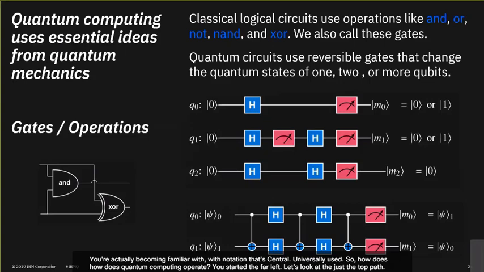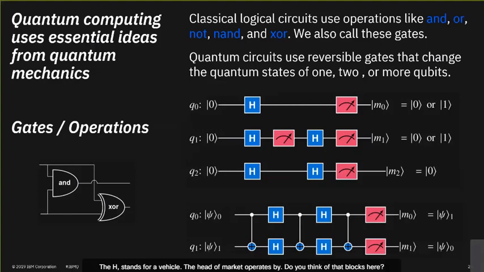You start at the far left. Let's look at just the top half. Q0, Q1, Q2. We have 3 qubits. They all start out in the same state, the 0 state, the ground state. And then you have some gates that get applied to each one. The H stands for a gate called the Hadamard gate.